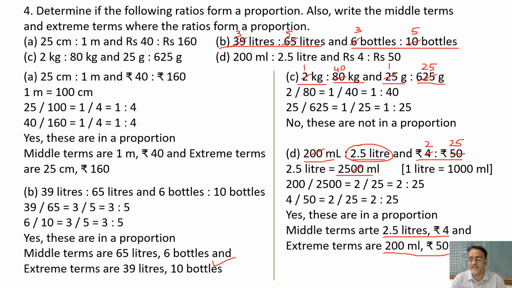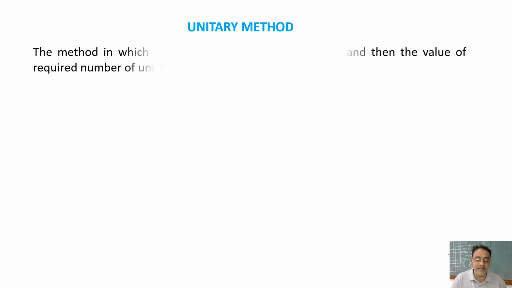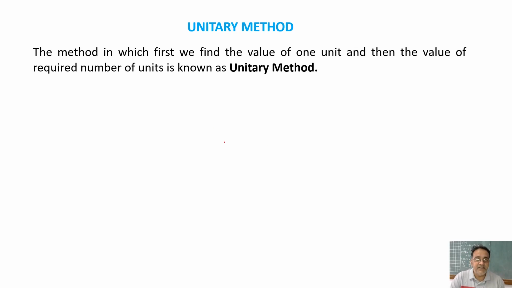This is the last question of the exercise. Now we are moving toward the next topic, unitary method. The method in which we find the value of 1 unit. ठीक है, जो मेथड में हम लोग 1 यूनिट का वैल्यू फाइंड करते हैं, उसके बाद we will find the value of required number of units. That method is called unitary method, right? The method in which first we will find the value of 1 unit, then we will find the value of required number of units. That is known as unitary method.